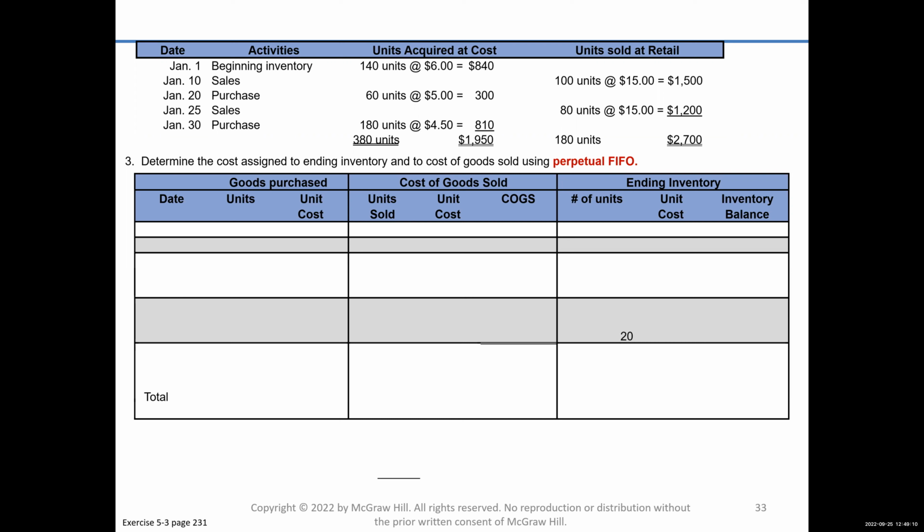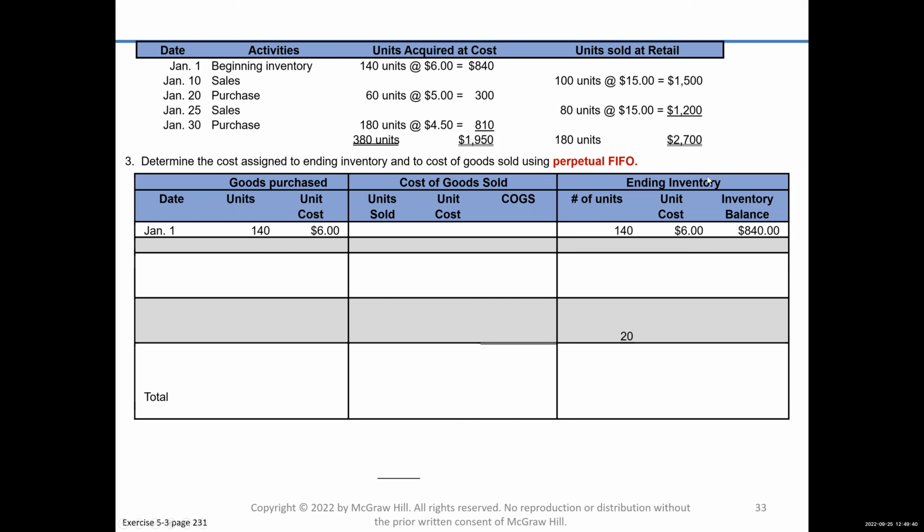Okay, here we go. We start out with January 1, beginning inventory of 140 units at $6. So on January 1, we had 140 units at a unit cost of $6. We'll bring that over, 140 at $6. Our inventory balance then is $840.